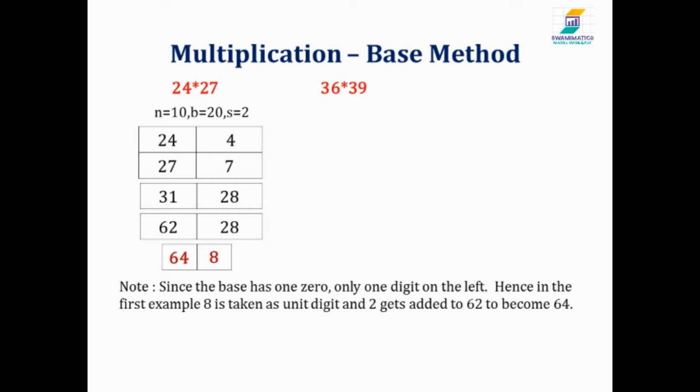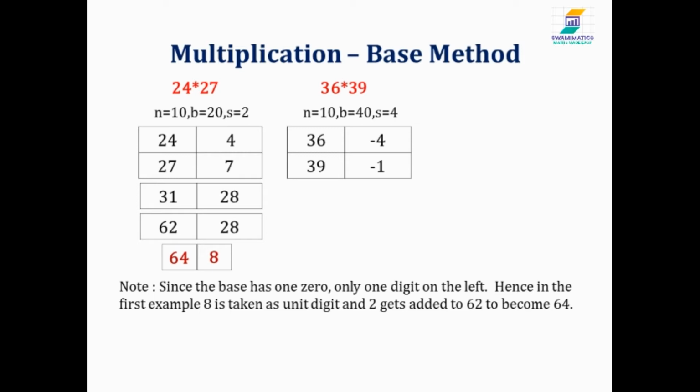Take one more example. 36 and 39. Now these numbers are, you can say, either close to 30 or close to 40. But I take it as close to 40. Normal base is 10. Working base is 40. As I said earlier, I could have taken 30 also. So the sub base is 40 by 10, which is 4. If I take the base as 30, the sub base will become 3.